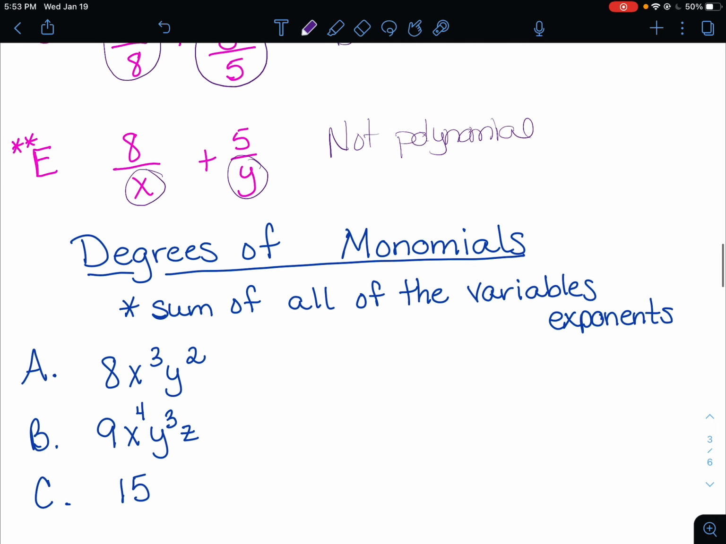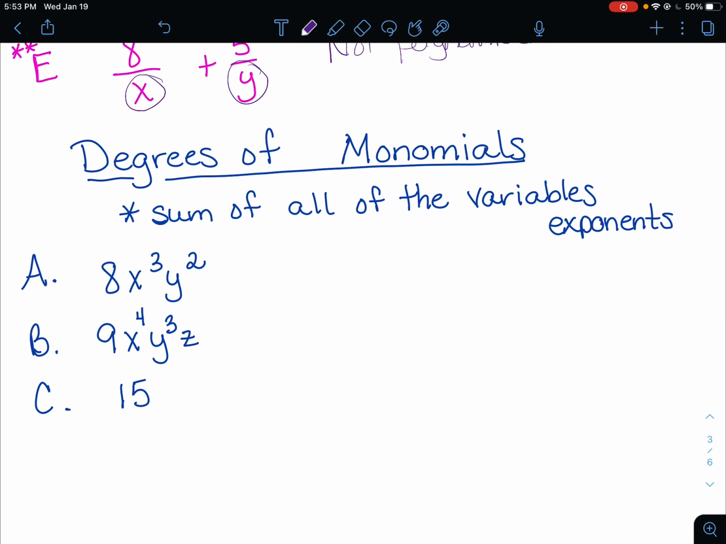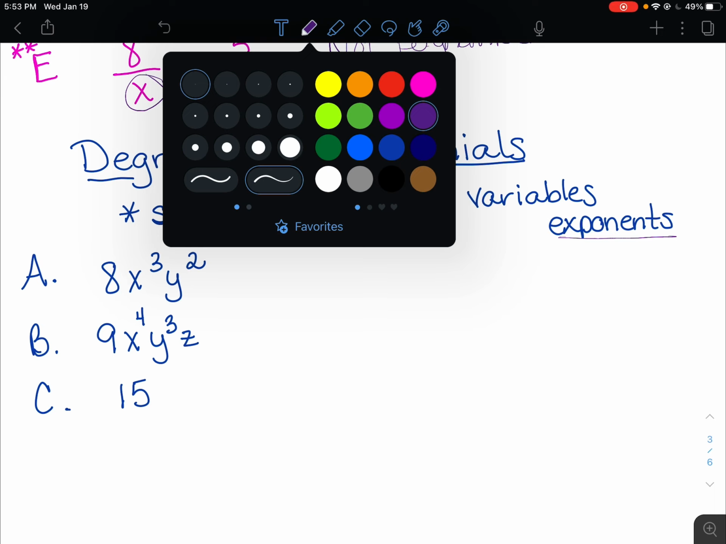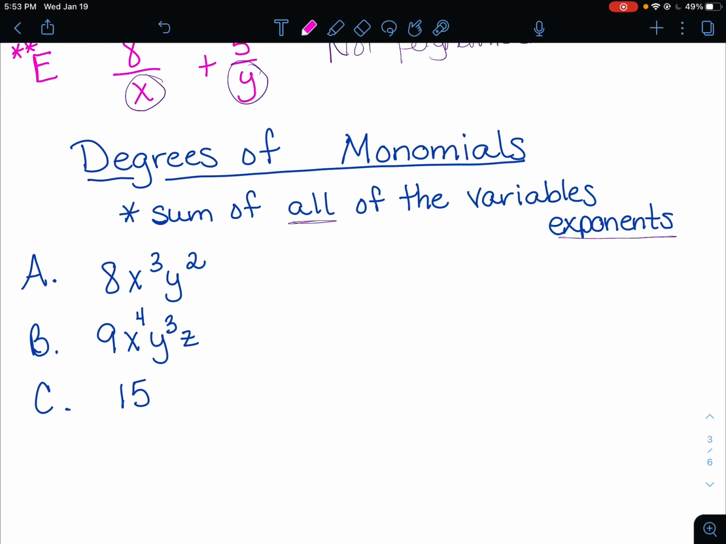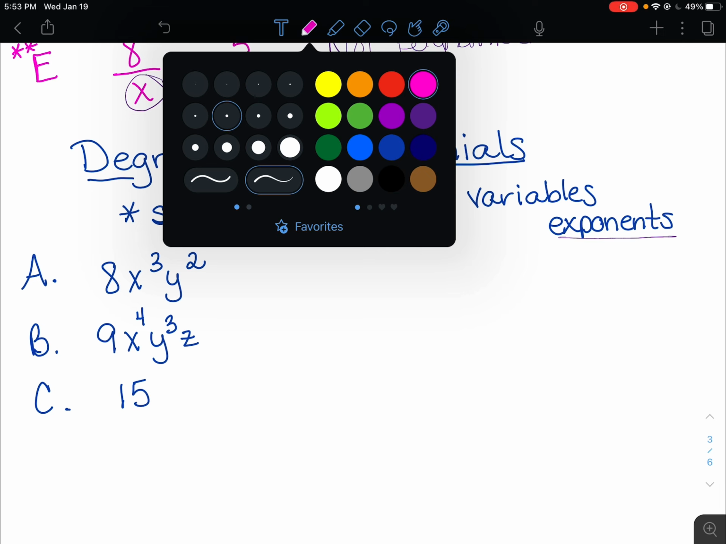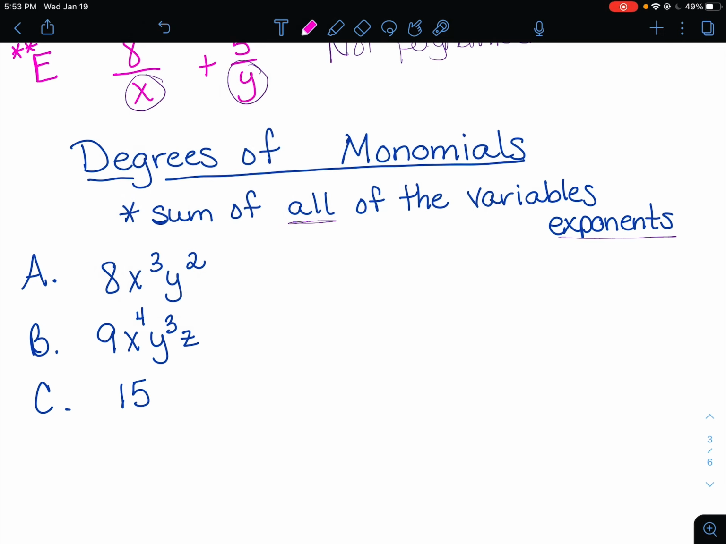Now, the next thing you have to know how to do is find the degrees of a monomial. And the degree of a monomial is the sum of all of the variables' exponents in the problem. So let's look at the first one. So let me pick a different color here. We're going to go with a pink here. Let's get us a little bit bigger. All right, so if we look at our variables, we have a variable here and a variable here, and we're going to look at their exponents. So we have a 3 and we have a 2. So add those together, we have a degree of this monomial, because this is 1 term altogether, of 5.